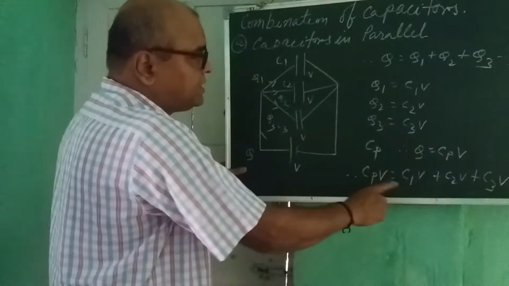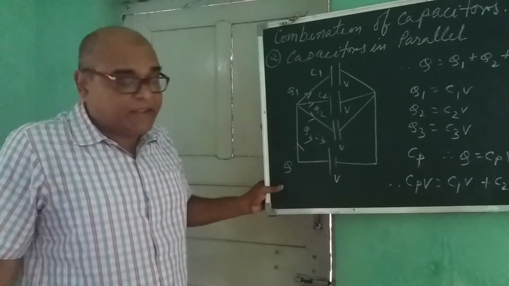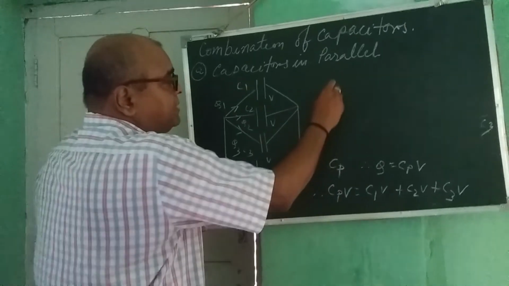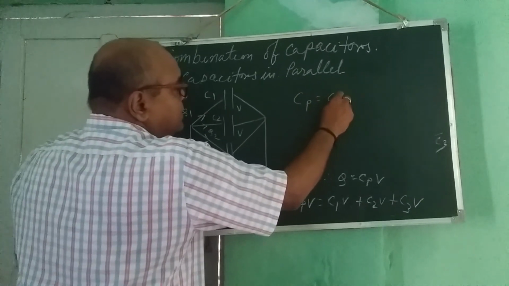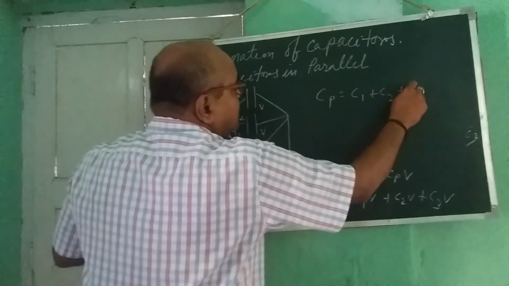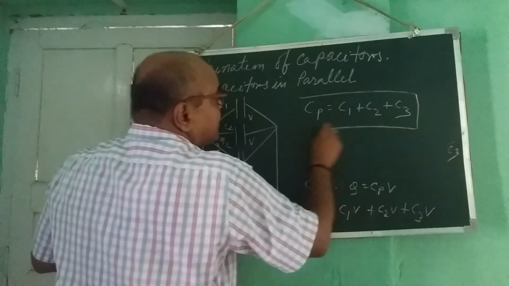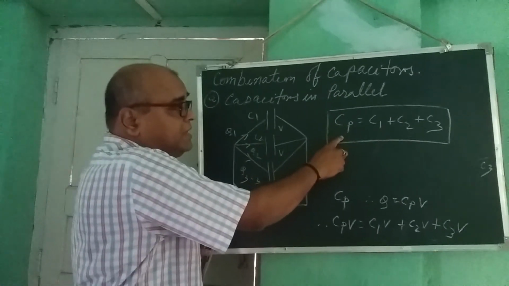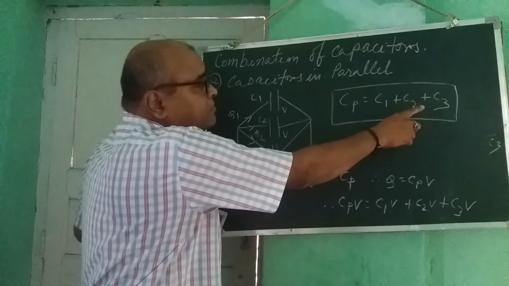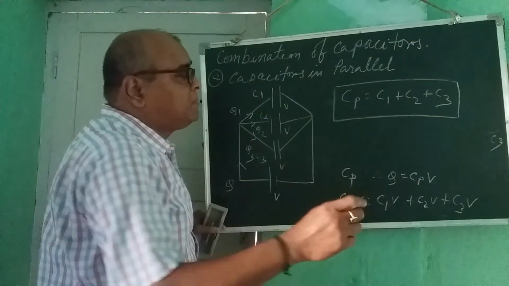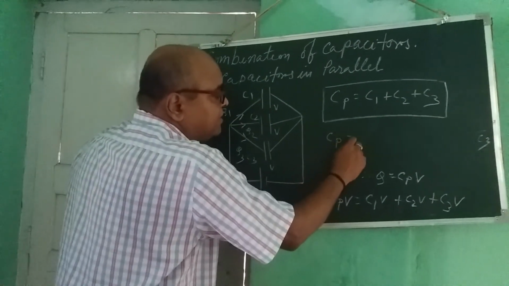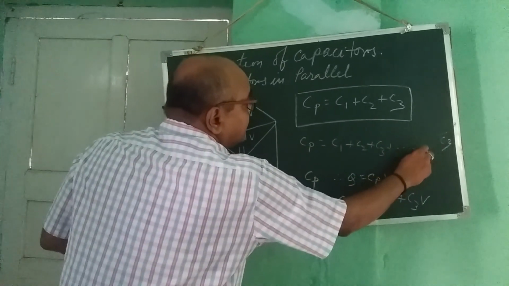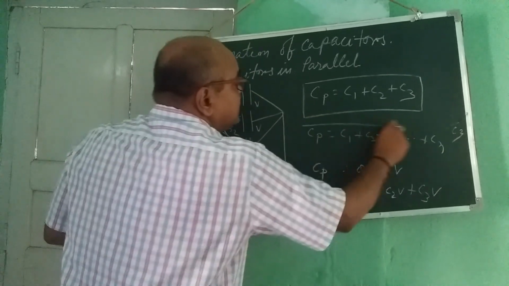Therefore Cp is equal to C1 plus C2 plus C3. So for capacitors in parallel, the capacitance Cp is equal to C1 plus C2 plus C3. If n capacitors are present, Cp is equal to C1 plus C2 plus C3 plus up to Cn.